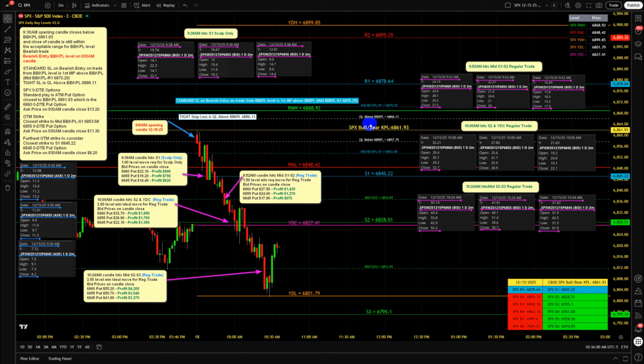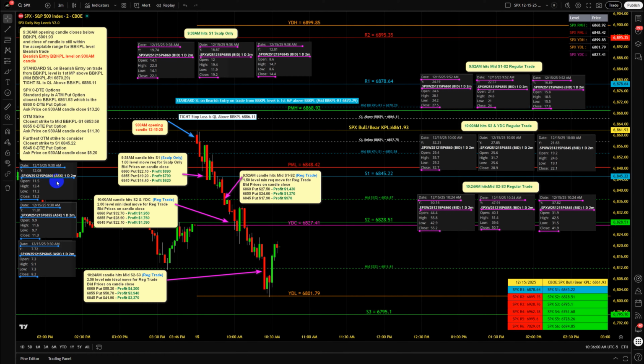The furthest out of the money strike you can consider using under this daily key level strategy is going to be the closest strike to the S1 level, 68.4522, and that is going to be a level that is one full key level away in the direction that we're trading from the level we're trading from. So we're trading from this level, one full level in the direction we're trading below, since it's a bearish play, is the S1 level. So that is going to be the 68.45 0DTE put option.